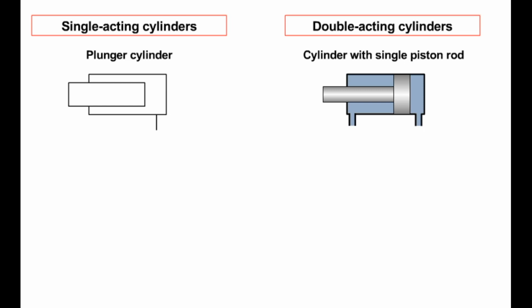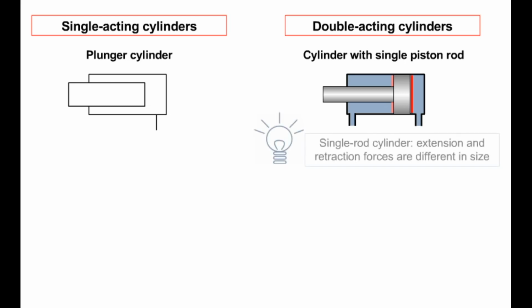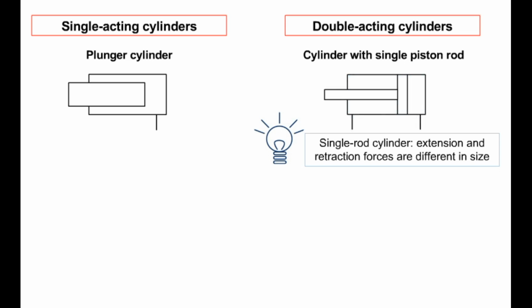In cylinders with a single piston rod, the active piston area is different on both sides. The difference in the active piston area leads to a difference in extension and retraction forces for the same operating pressure. Such cylinders are called single-rod cylinders. The circuit symbol for a single-rod cylinder also shows its basic function.